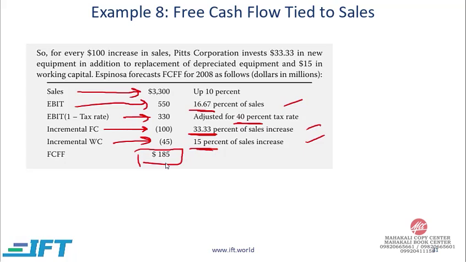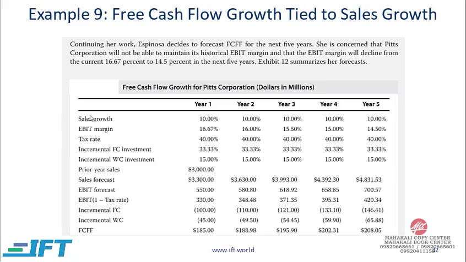Or if you assume that this company will have tighter margins, if you believe that the EBIT margin will shrink, then you can make that assumption. If you believe that these ratios are going to change, then you can make those assumptions. But generally, we assume in most of the examples here that the ratio to sales of fixed capital investment and working capital investment generally stays the same.